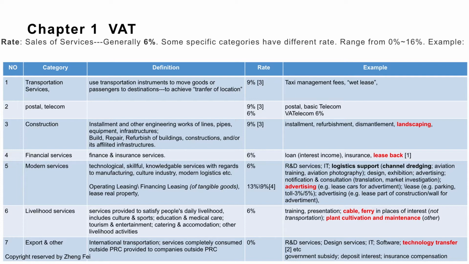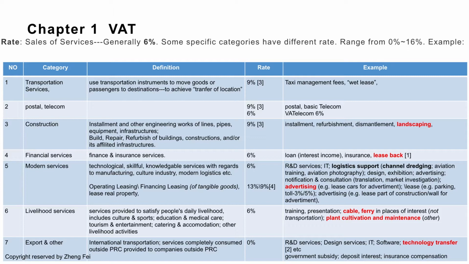The first group is sales of services. Generally, it's 6%. Some specific categories have different rates, ranging from 0% to 16%. This can be categorized into 7 major groups, as set forth here. The first group is transportation services, and the rate is 9%. Before April 2019, it used to be 10%.